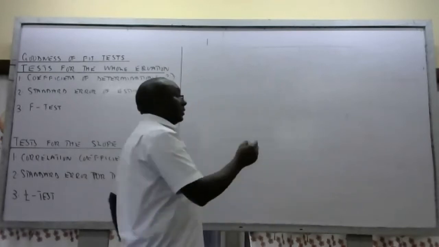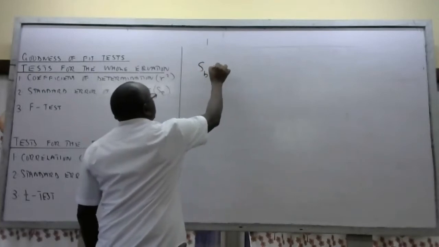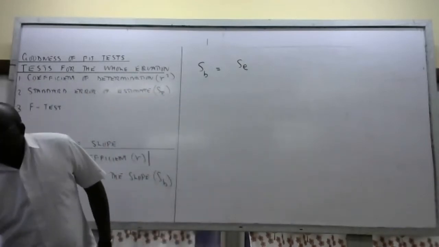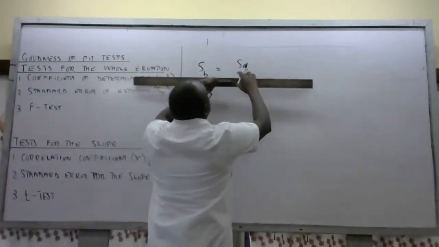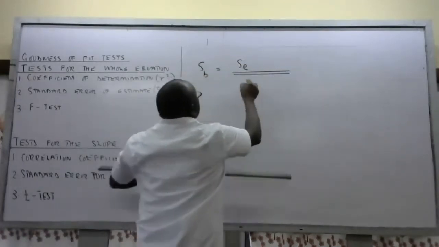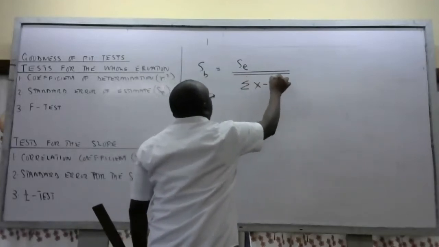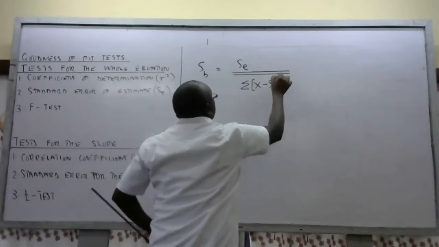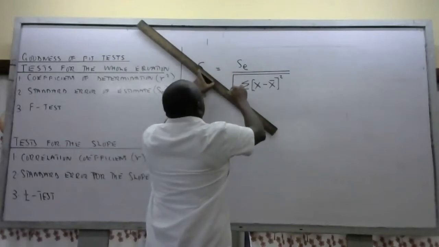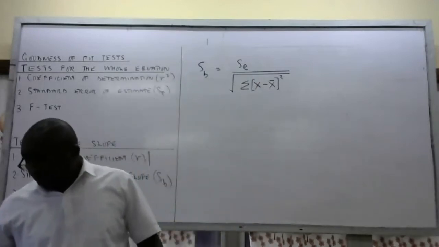It's computed as S_b is equal to S_e divided by the square root of the sum of x minus x bar, which is squared.